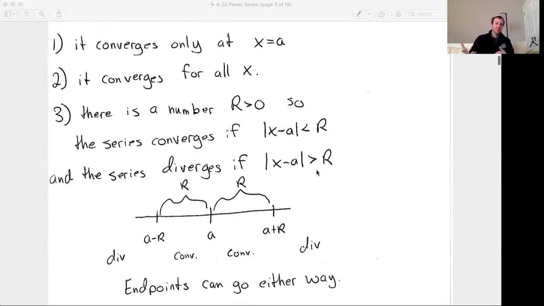A small wrinkle that can make things a little more complicated is the endpoints. This point, which is exactly r bigger than a, or exactly r less than a, those endpoints can go either way. So if you want to know if the power series converges at one of these endpoints, you'd have to explicitly check those points themselves. So this says the examples that we saw are really the possibilities. At only one point, which is the center, everywhere, or there's some inequality telling you where it converges. And if you turn the inequality around, your series diverges.